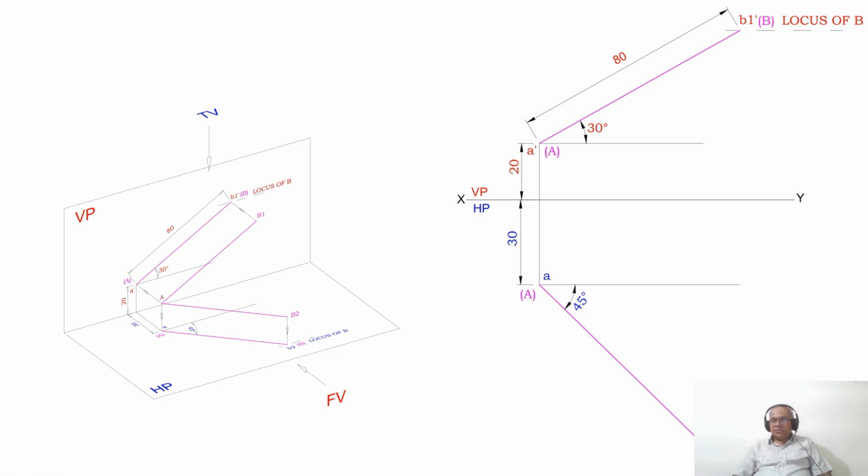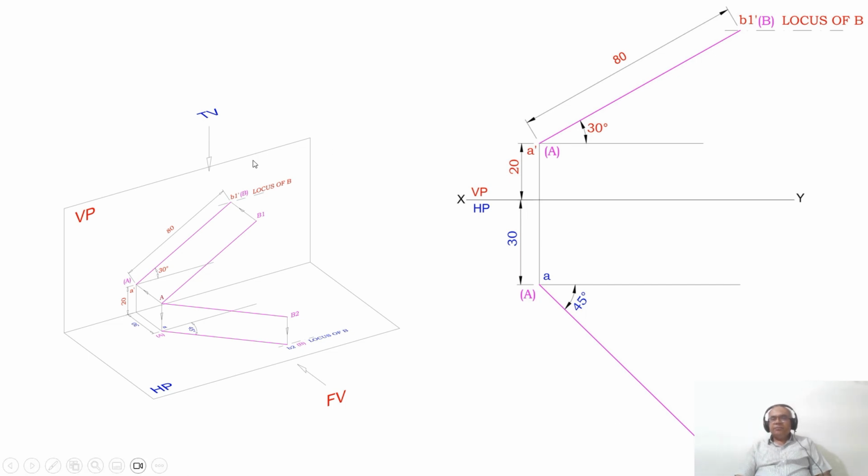Then by using the compass, since the true length is the same in both HP and VP, you measure 80 mm. With A dash as center, cut an arc on this inclined line, that is the 30 degree line, and you mark this point as B1 dash. It is not the front view. Front view means A dash B dash only. But since he has given the true length in the problem, you have to take B1 dash. And since he says the true length, I will mark this as capital A and capital B, because capital AB is 80 mm long, inclined at 30 degrees to HP.